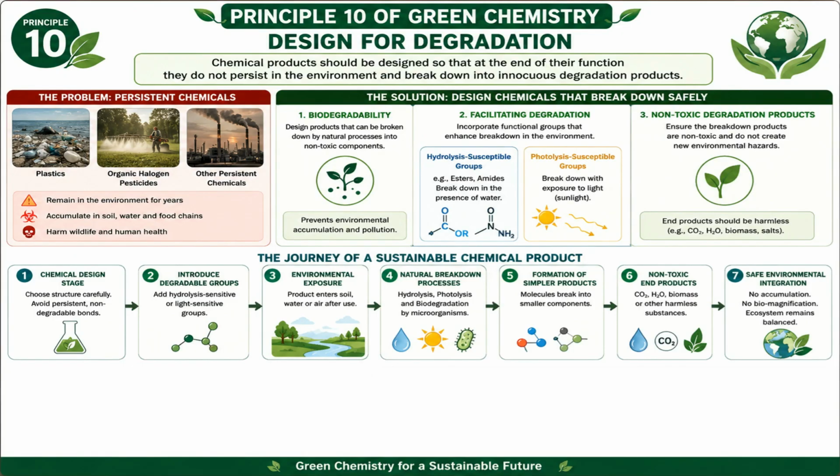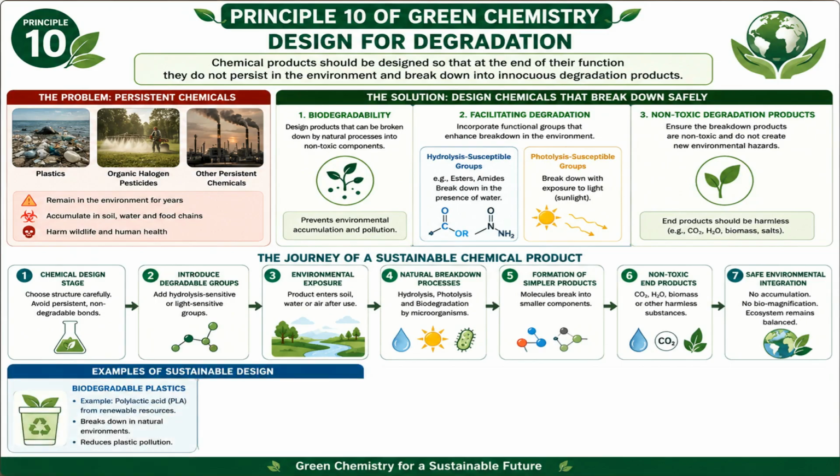Some examples of sustainable design are biodegradable plastics. Developing plastics that can decompose in natural environments, such as polylactic acid derived from renewable resources, helps reduce plastic pollution. Green pesticides. Designing pesticides that break down into harmless substances after use can minimize the risk of environmental contamination and protect non-target organisms.